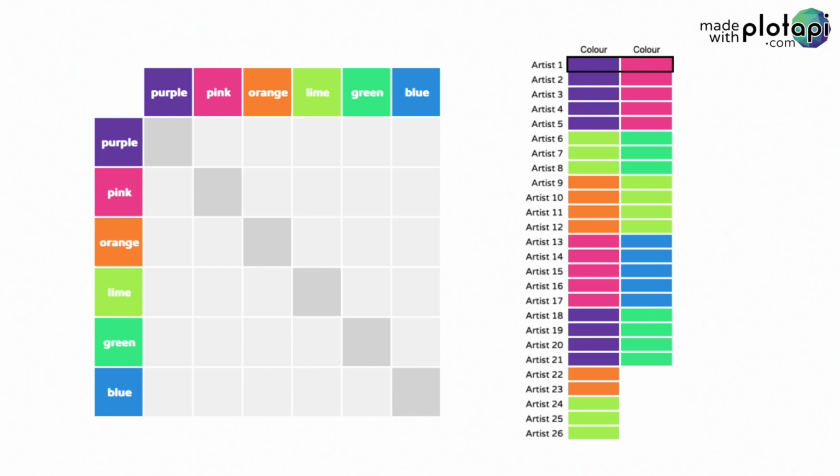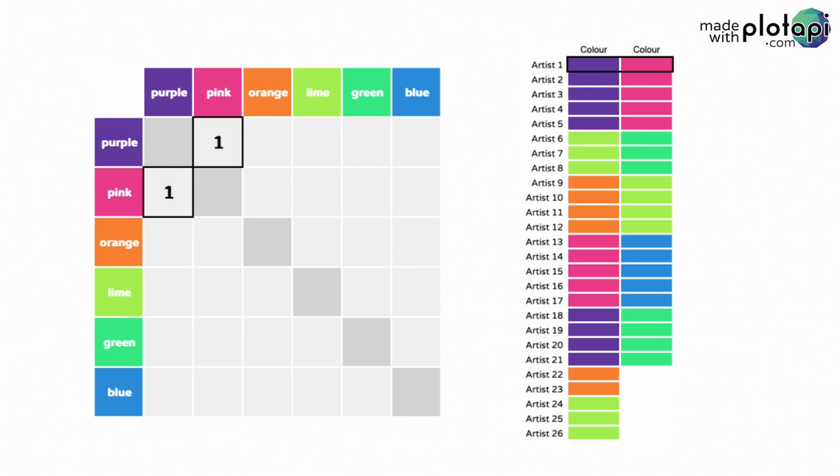Artist 1 has selected purple and pink, so we'll look along the columns until we find purple, and then look downwards from that column to find the row for pink. Now that we've found the correct position, we'll set that value to 1, meaning there's 1 co-occurrence between these colors. Because this is an undirected chord diagram and our relationships are bidirectional, we will mirror our values around the diagonal. So now we have a value of 1 at the position indexed by pink and purple, and the position indexed by purple and pink.